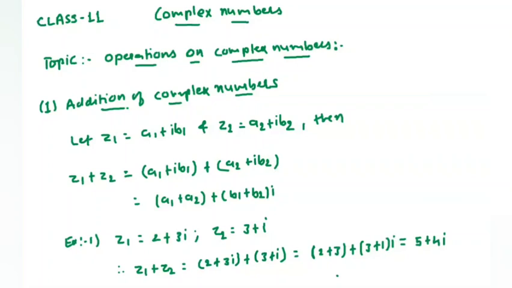So we have discussed all the properties for addition and multiplication. I have explained to you all the four types of operations. I hope you have understood very well.